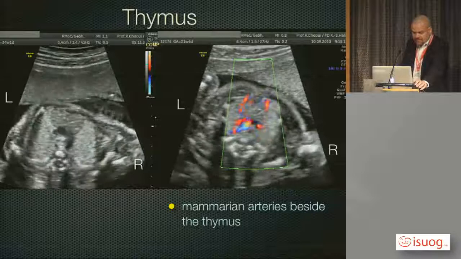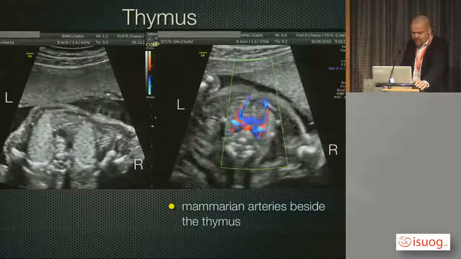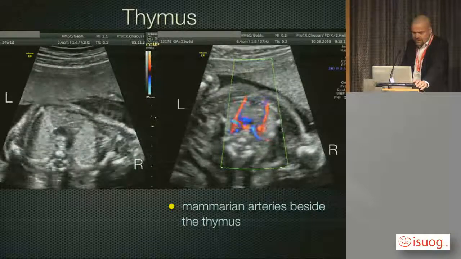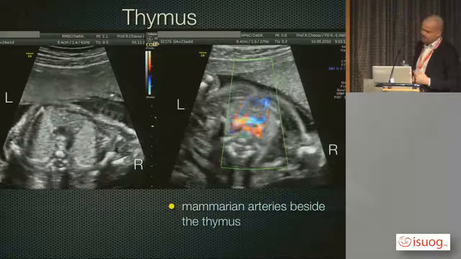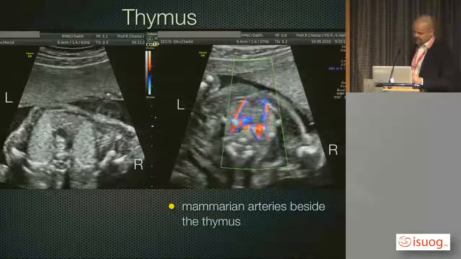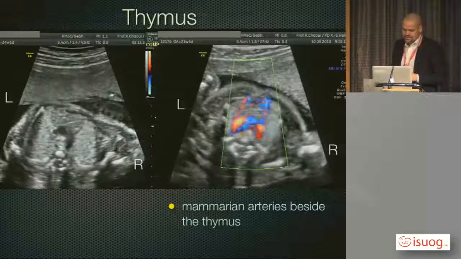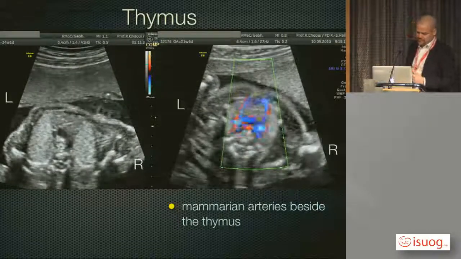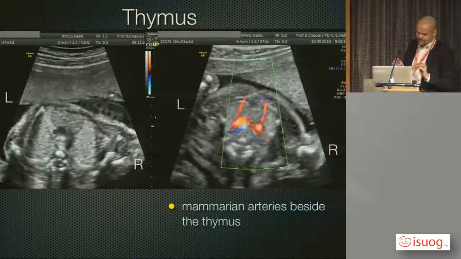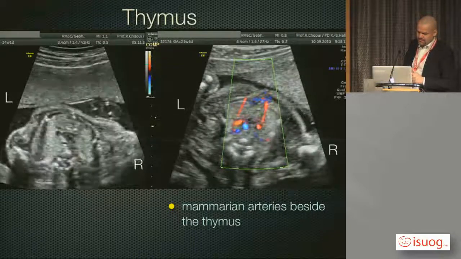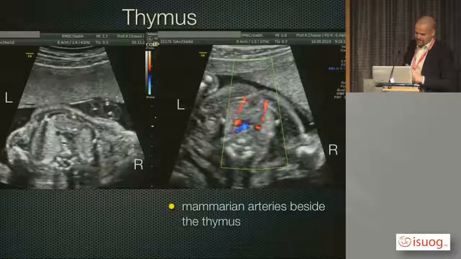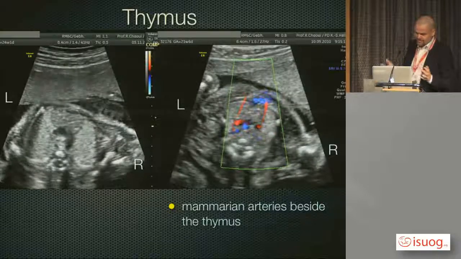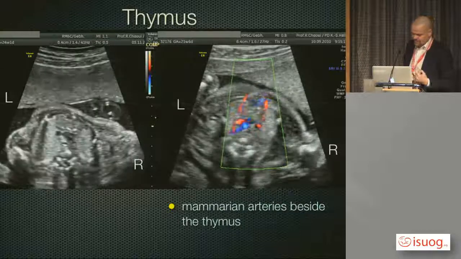On the left side, you see it in a B-mode scan, and you see the thymus as a structure that looks different from the lungs. On the right side, I use the color and reduce the velocity, and Palladini calls this a tie box. You have the thymus between the great vessels, the innominate vein, and beside the thymus, you have the mammary arteries going down the chest. It's a normal anatomy.